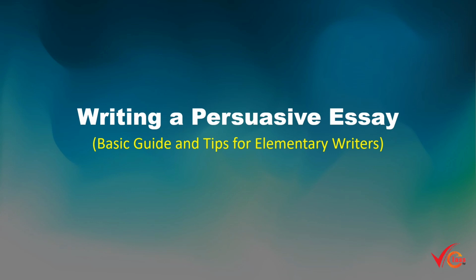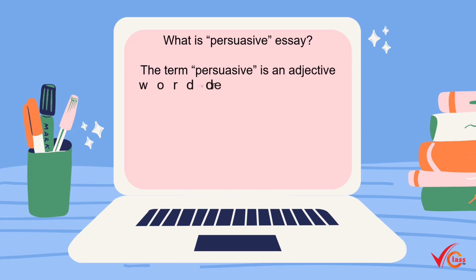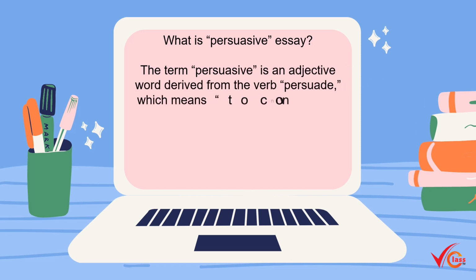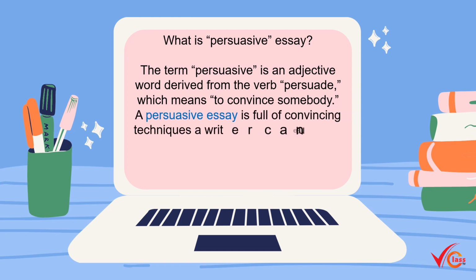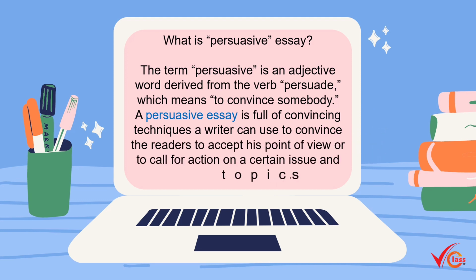Writing a persuasive essay: basic guiding tips for elementary writers. What is a persuasive essay? The term persuasive is an adjective derived from the verb persuade, which means to convince somebody. A persuasive essay is full of convincing techniques a writer can use to convince the readers to accept his point of view or to call for action on a certain issue or topic.